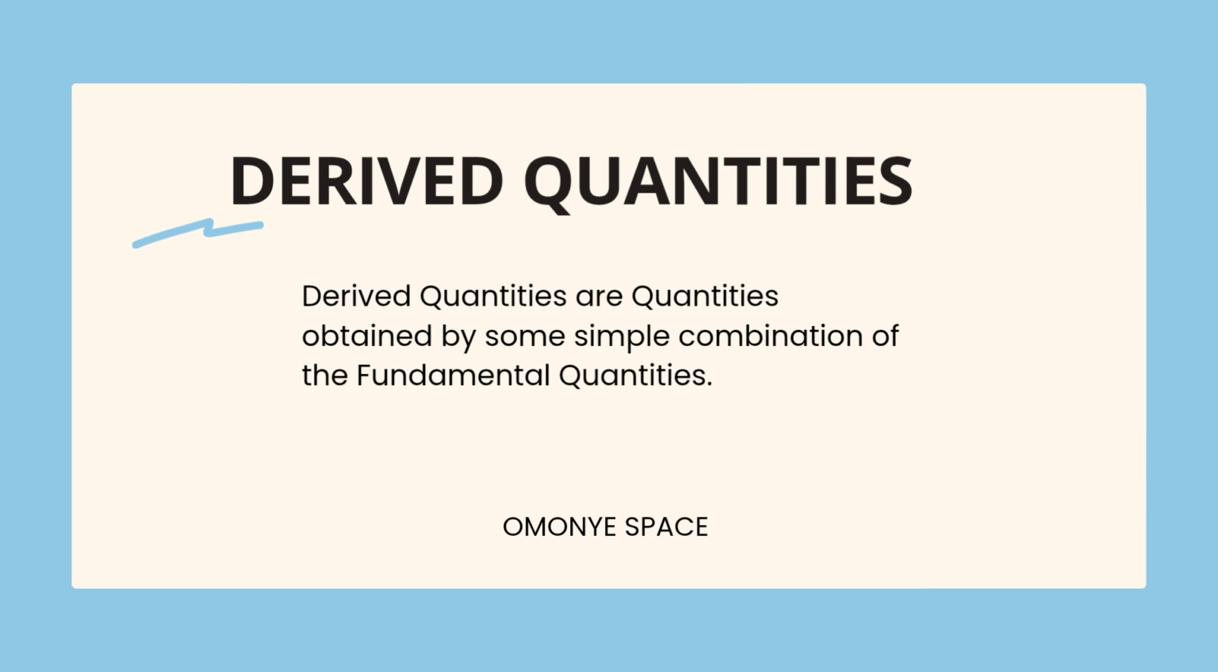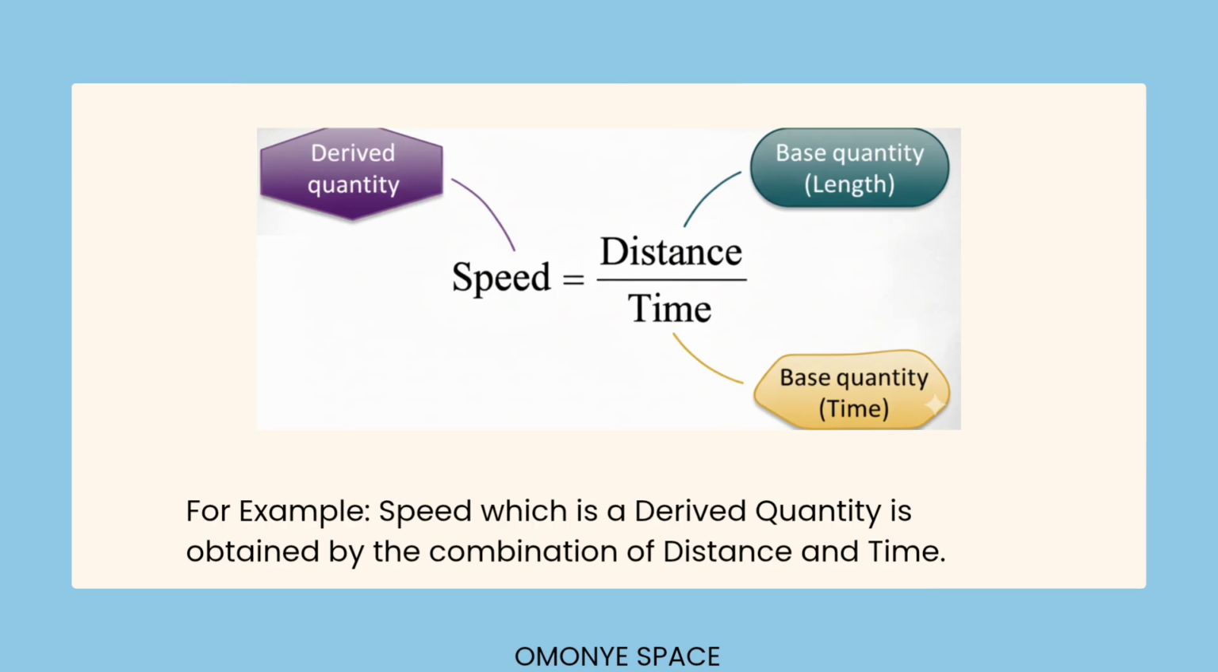For example, speed. Speed is a derived quantity, and this derived quantity speed is obtained by the combination of distance and time. Remember, distance and time are fundamental quantities. So combining them together will give us speed, which is a derived quantity. Therefore, speed is equal to distance over time.